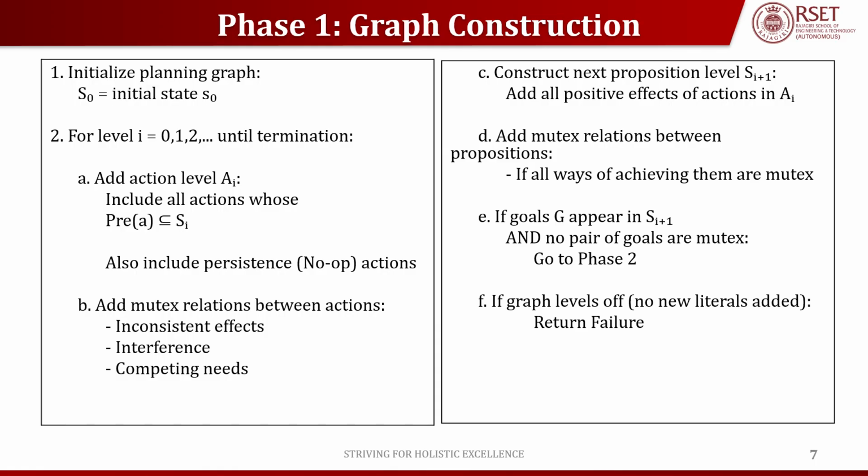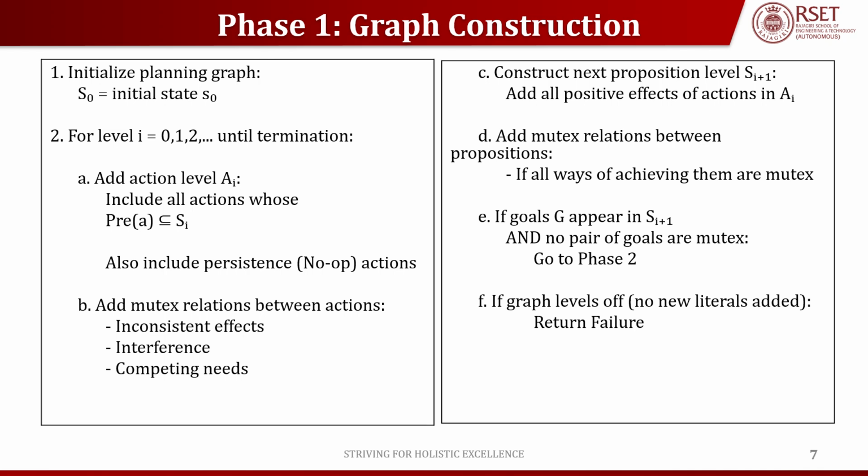So in graph planning, you have two phases. Phase one is graph construction, and phase two is plan extraction. Now we'll see phase one, graph construction. The graph planning algorithm begins by initializing the planning graph. Initialization is the first step, in which S0 is equal to the initial state. Capital S0 is equal to the initial state, small s0.